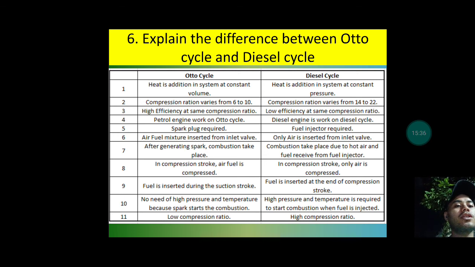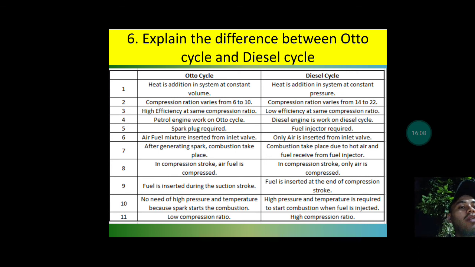The petrol engine works on the Otto cycle, while the diesel engine works on the diesel cycle. A spark plug is required in Otto, while a fuel injector is required in the diesel cycle. In the Otto cycle, an air and fuel mixture is inserted from the inlet valve, while in the diesel cycle, only air is inserted from the inlet valve. After generating a spark, combustion takes place in the Otto cycle, while in the diesel cycle, combustion takes place due to hot air and fuel received from the fuel injector.